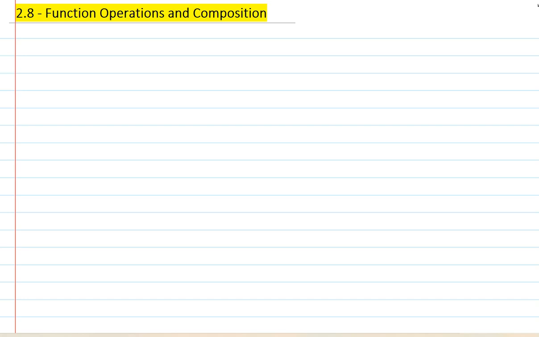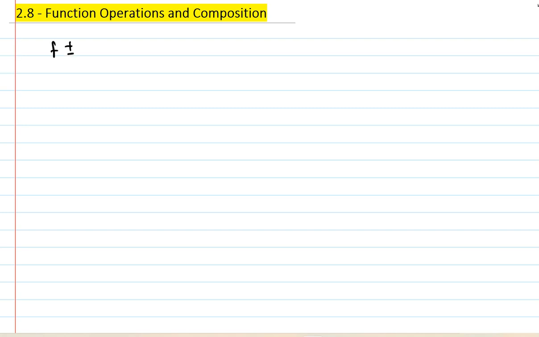So let's define, first of all, function operation. We're talking about the kind of operation you do with numbers, real numbers, mainly addition, subtraction, multiplication, division. Remember, your numbers are a special case of functions, right? For example, just make up number 5. That is a function. I can think of that as f of x equals 5. So number 5, I can think of it in terms of a function. So just as we can add, subtract, multiply, divide numbers, well, we can add, subtract, multiply, divide functions.